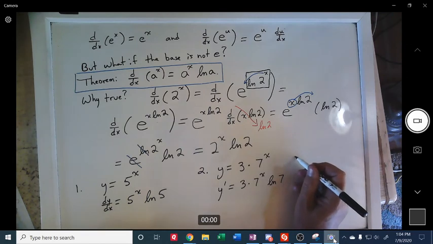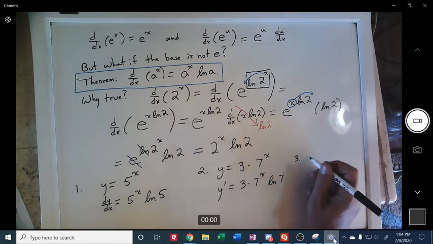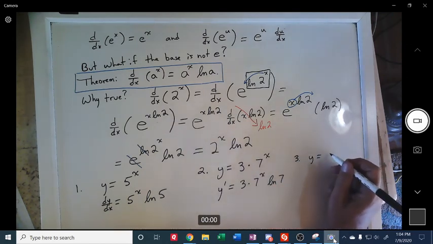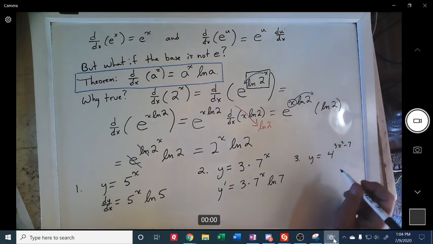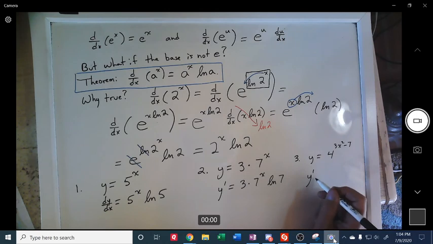All right, let's do one more. y equals 4 to the 3x squared minus 7. Figure out what y prime is.